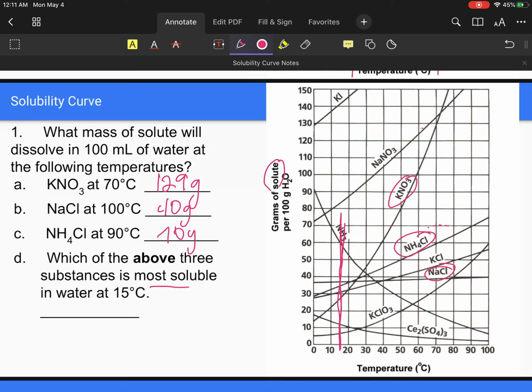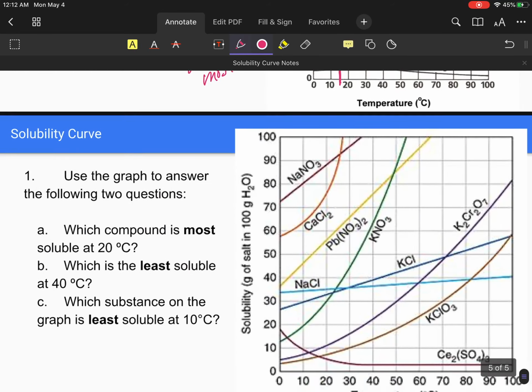So most soluble, right? That means I can dissolve the most. So which one of these lines is higher up at 15 degrees? So let's look. KNO3 is right here. Ammonium chloride is right here. And NaCl is right here. So NaCl is actually the highest line at 15 degrees. So what that means is that at 15 degrees, I can actually dissolve more than any of those other two.